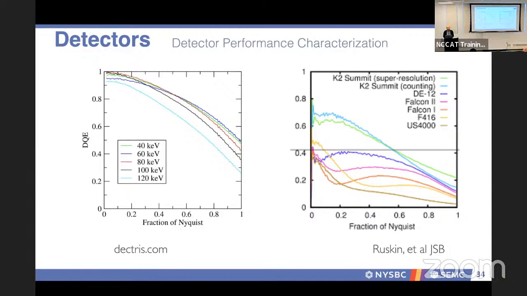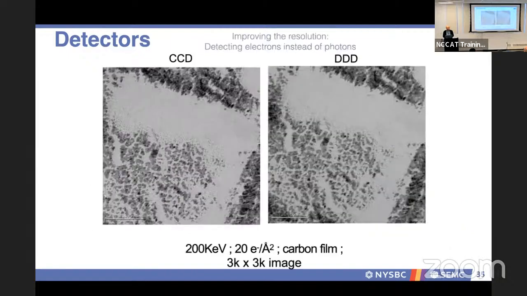So what do I mean by that? Integrated mode is where you're using your direct detector very similarly to a CCD. In counting mode, you lower your fluxes such that you can count single electron events. So it's not so apparent how good a CCD versus a DDD, or direct detector, is.